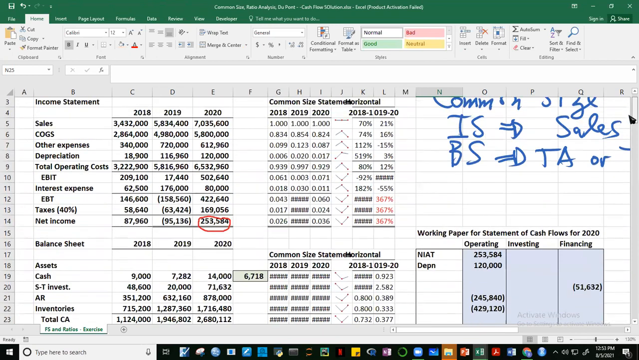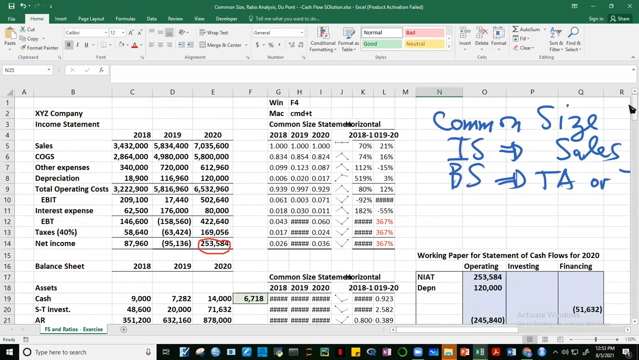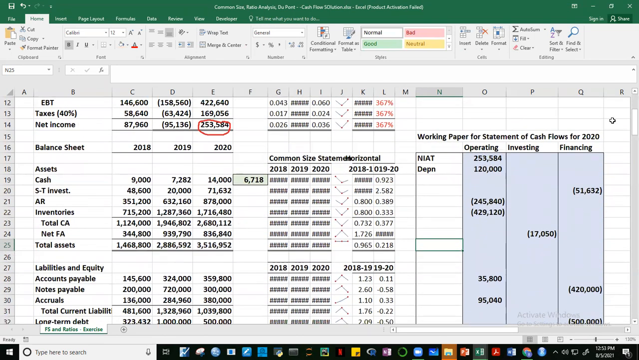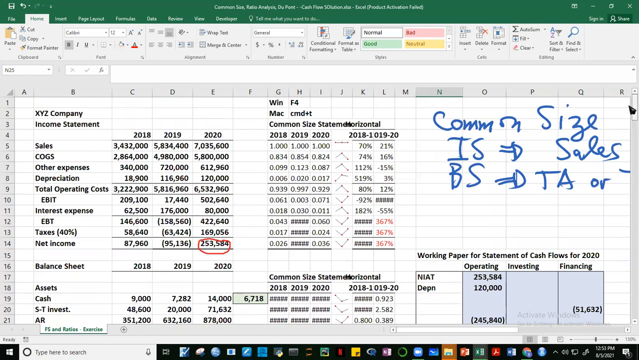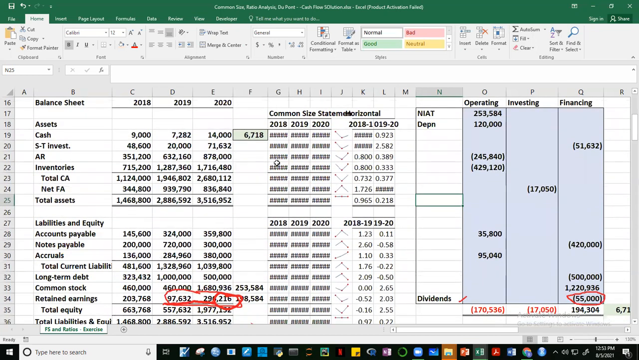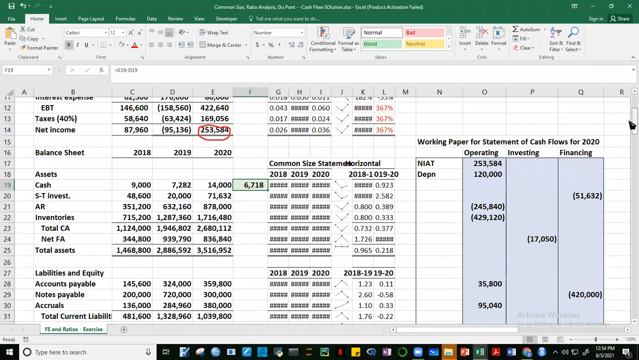So for the statement of cash flows, we can construct it because for 2020 we have the income statement, and we have the balance sheet for 2020 and also for 2019. We would like to investigate the increase in cash. From 7,282 it became 14,000, so that's a 6,718 increase in cash.